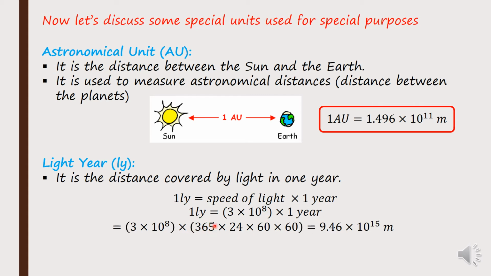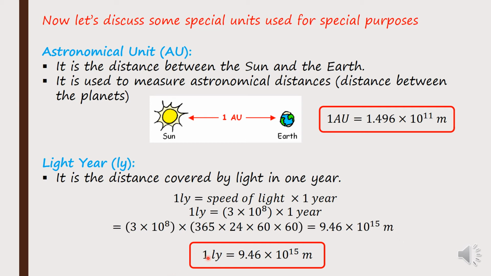1 year has 365 days, and in 365 days one day has 24 hours, and inside that 24 hours it has 60 minutes, and inside 60 minutes we have 60 seconds. Therefore we say 3 into 10 to the power of 8 into 365 into 24 into 60 into 60. When we multiply this whole amount, we find it to be 9.46 into 10 to the power of 15 meters. So this is actually the value of one light year. One light year is equal to 9.46 into 10 to the power of 15 meters.